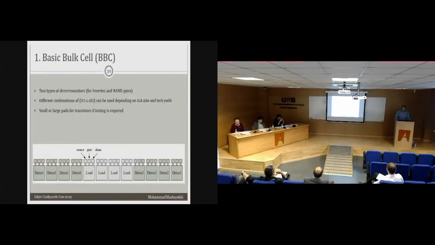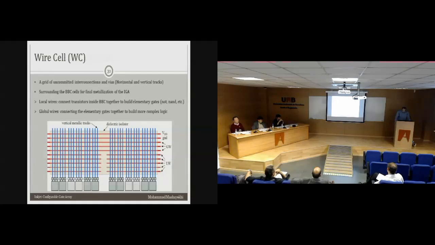So coming back to the basic bulk cell, we have used two types of drive transistors. As we said, we need to size them properly. So we have used two types of drive transistors, one for the inverter and one for the NAND gate. As you see, we have 4 drive 1, 4 load, and 4 drive 2. The combination of 4, 4, 4 is scalable, and it depends on the IGA size and the yield of the technology that we are building the IGA with. And these small pads are there if the technology is suffering from yield issues and we need to have testing. If not, we don't need to provide any pads for the transistors.